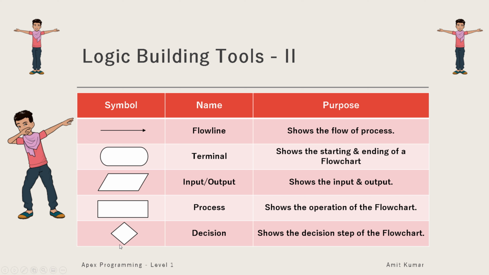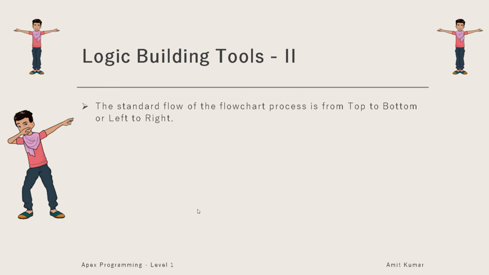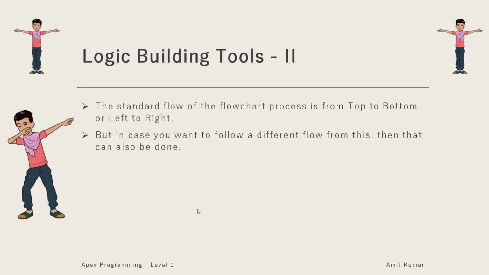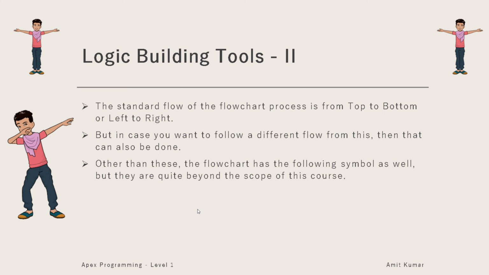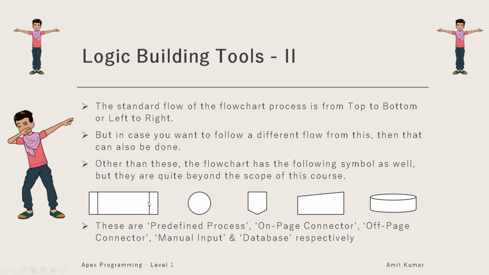This is a very interesting box as it is the only box which has one flow line coming into it and two flow lines going out. For the rest of the symbols, there is only one flow line coming in and one flow line going out. The standard flow of the flowchart process is from top to bottom or left to right, but in case you want to follow a different flow, that can also be done. Other than these, the flowchart has the following symbols as well, but they are quite beyond the scope of the course. These are predefined process, on-page connector, off-page connector, manual input and database respectively.